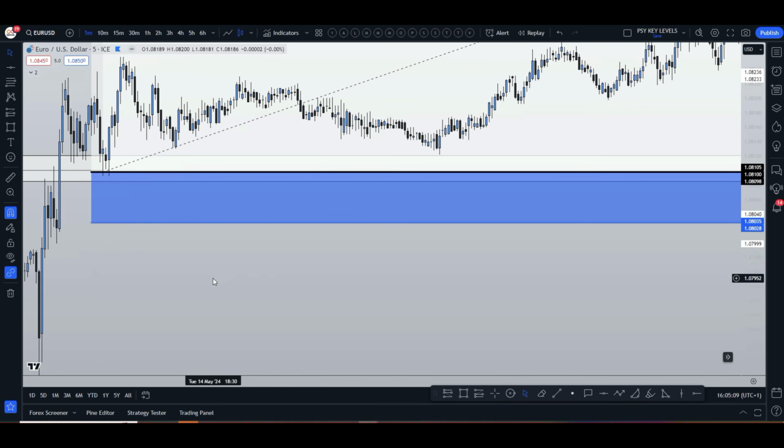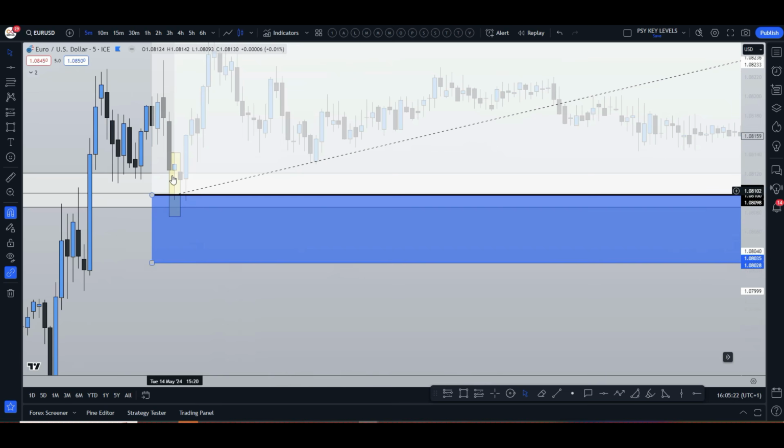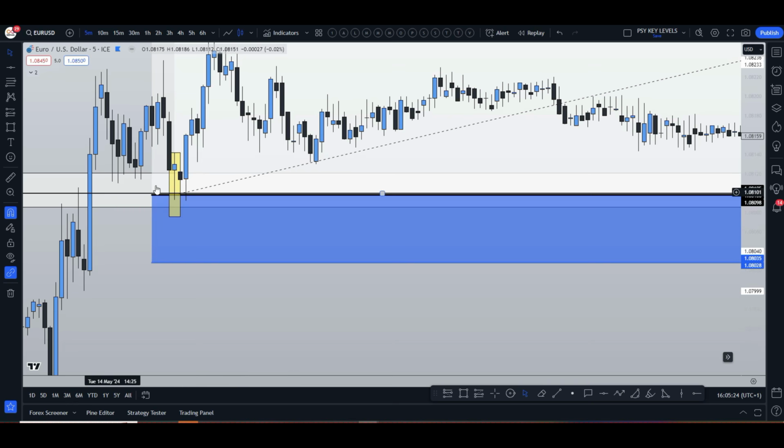Price comes down. Look at that, guys. What do you see here? Shall I show you what sticks out? Look at this long wick rejection bullish candle. I'll color this yellow, which I like to do. Look at this long wick rejection bullish candle. Price has rejected this zone here.